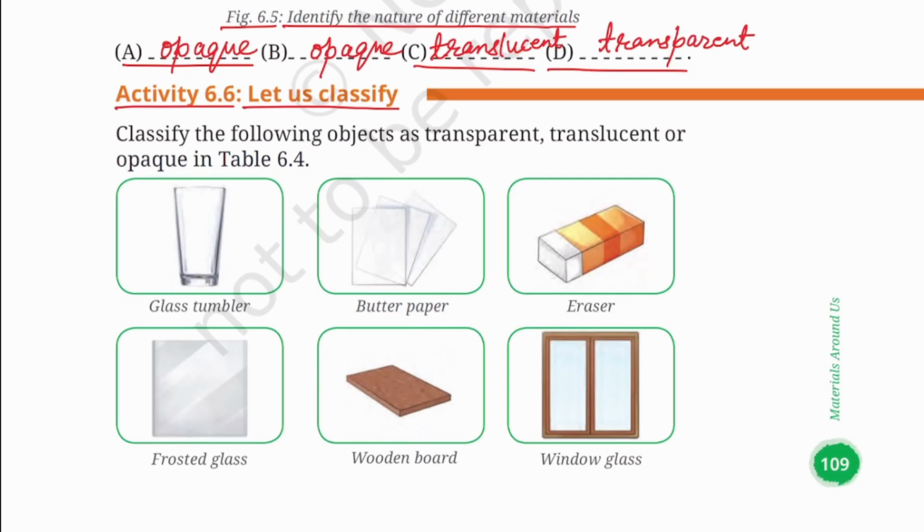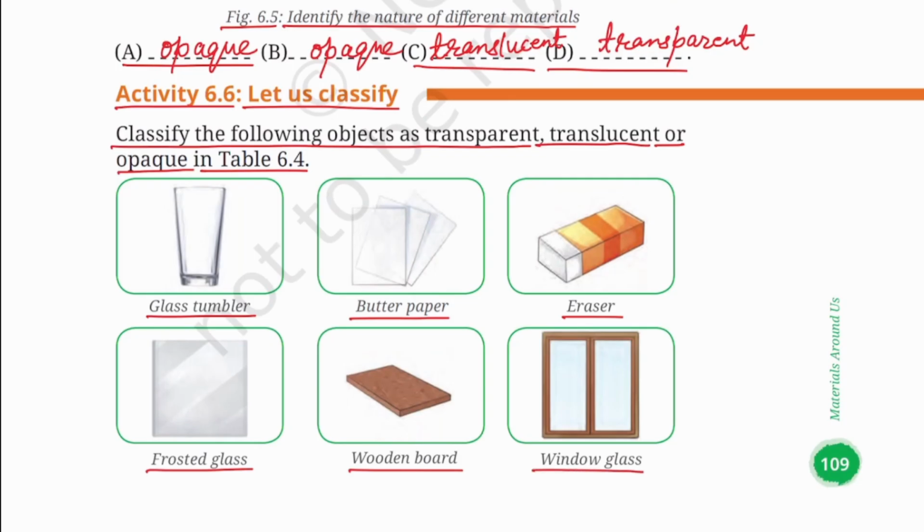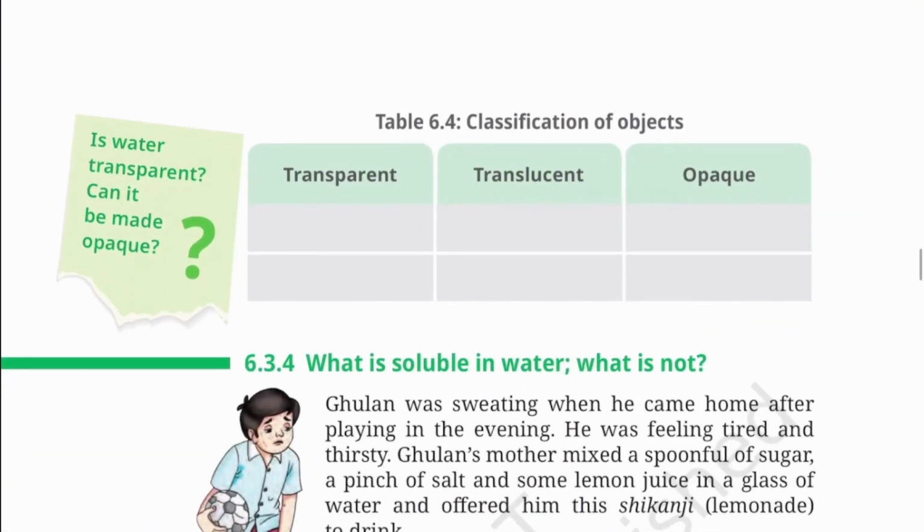Activity 6.6. Let us classify. Classify the following objects as transparent, translucent or opaque in table 6.4. Glass tumbler, transparent. Butter paper, translucent. Eraser, opaque. Frosted glass, translucent. Wooden board, opaque. Window glass, transparent. Table 6.4. Classification of objects. Transparent, translucent, opaque. Question: is water transparent? Can it be made opaque? Find out.